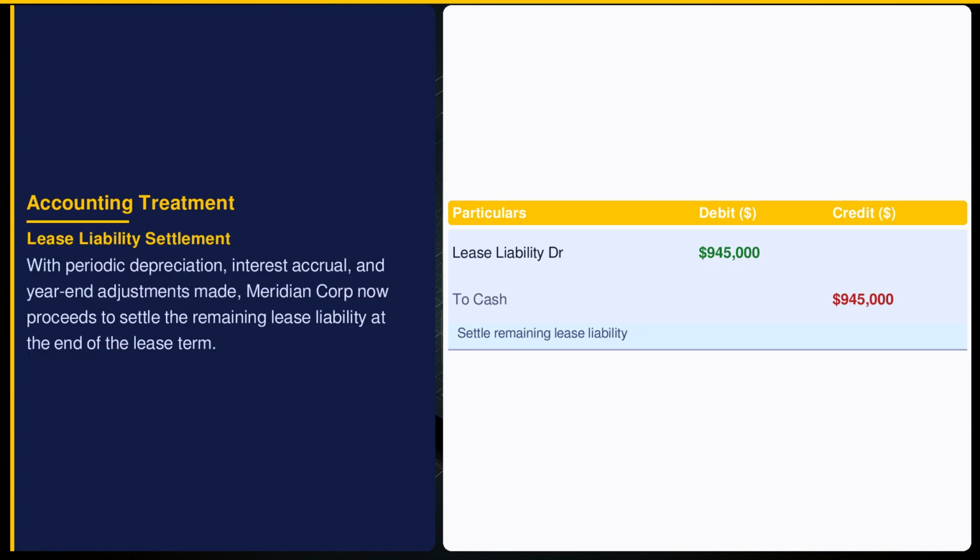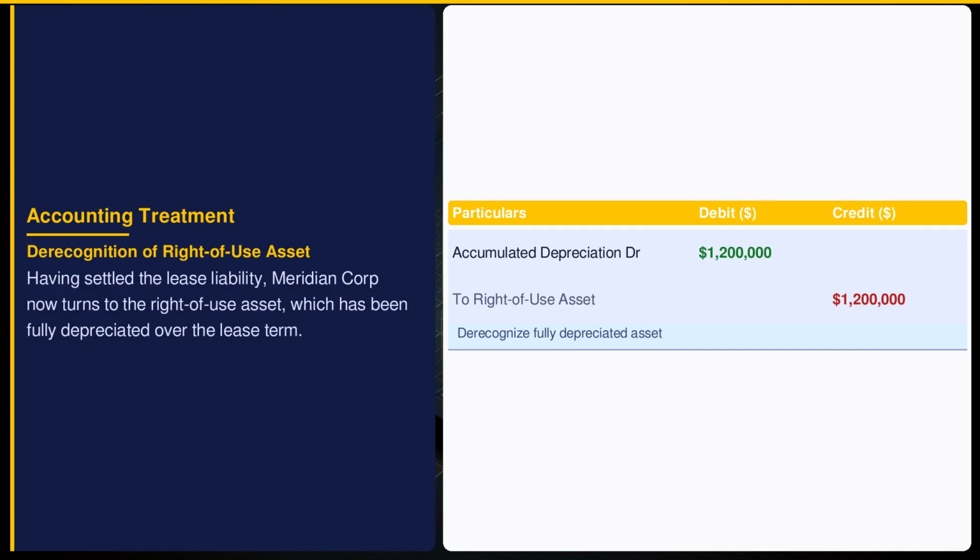Upon lease completion, Meridian settles the outstanding liability of $945,000 via cash payment, removing the remaining balance from their books. This transaction finalizes the financial obligations under the lease, impacting cash flow significantly, while reinforcing the accuracy of liabilities reported during the lease term. The derecognition of the right-of-use asset marks the end of the asset's life cycle.